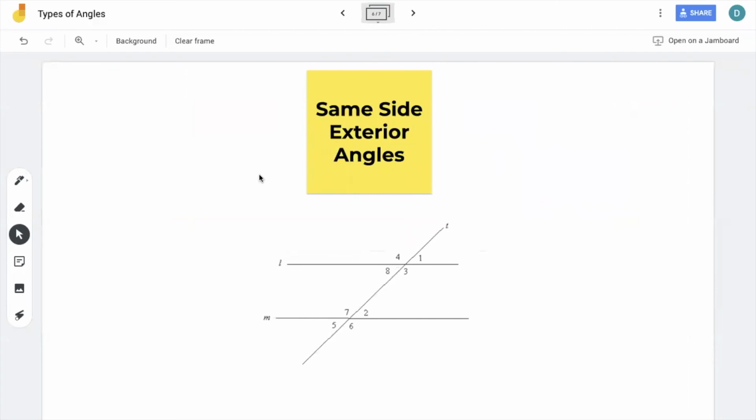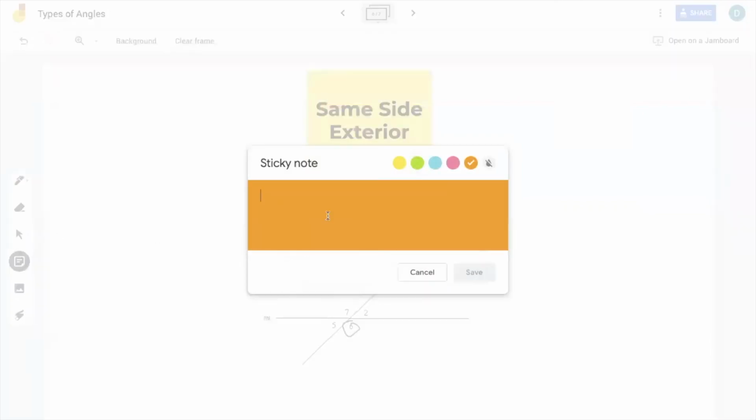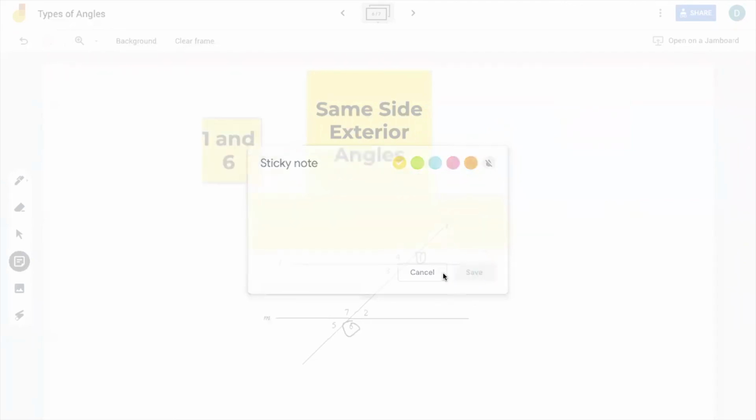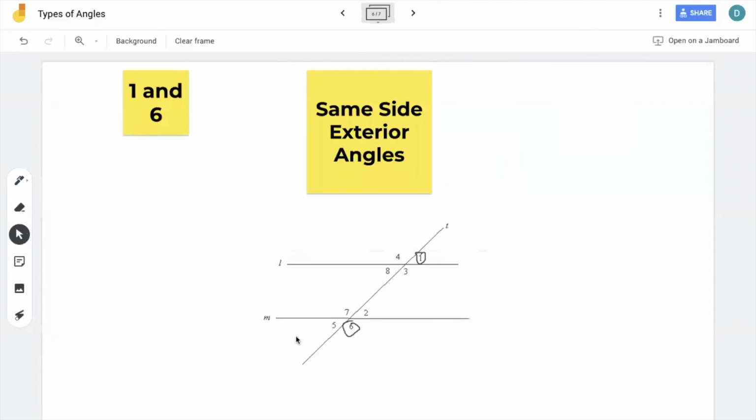So let's take a look at some other angles now. Same side exterior angles. So this time, we're not looking at alternate. We know what exterior means. It's going to be either above L or below M. But we're looking at same side. So for angle 1 here, the same side exterior angle is going to be angle 6. So that's one pair, 1 and 6. And then the other pair is going to be 4 and 5.